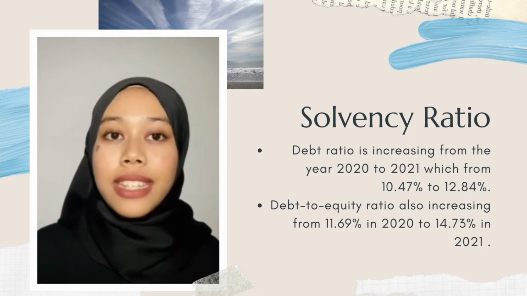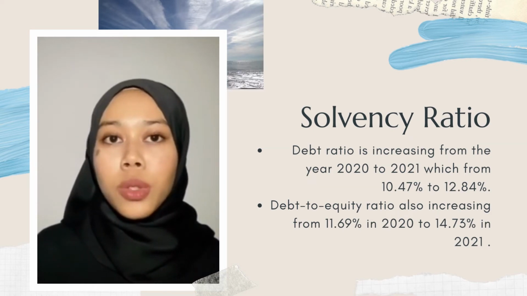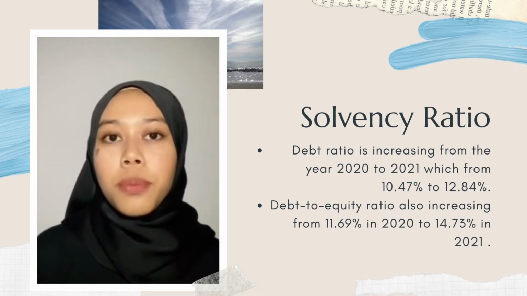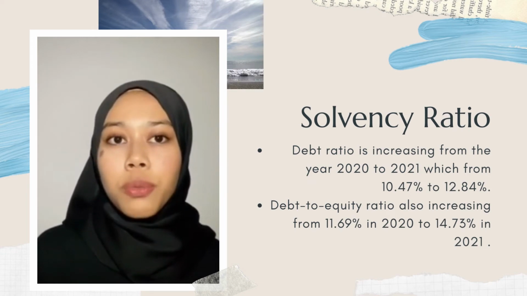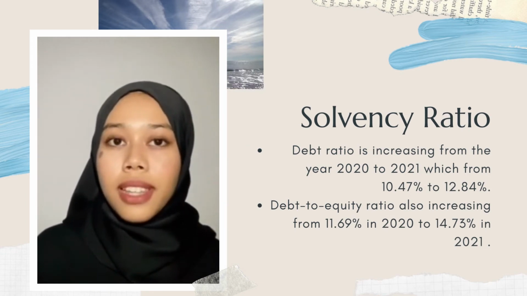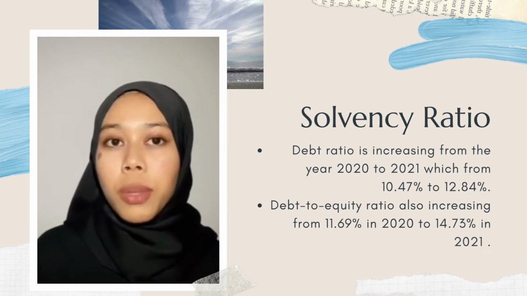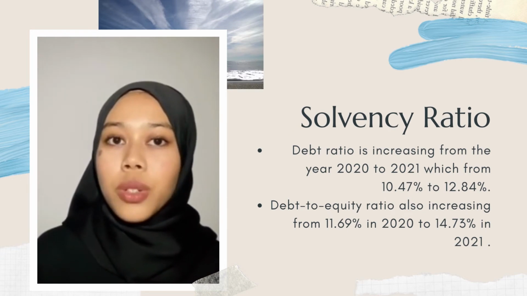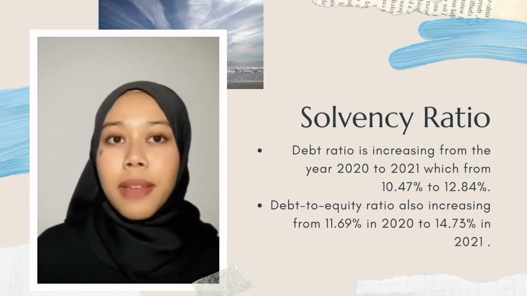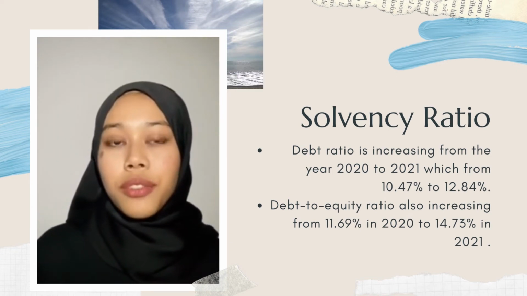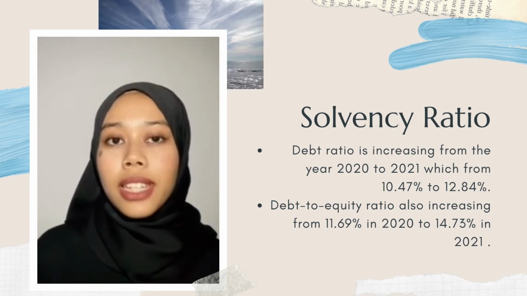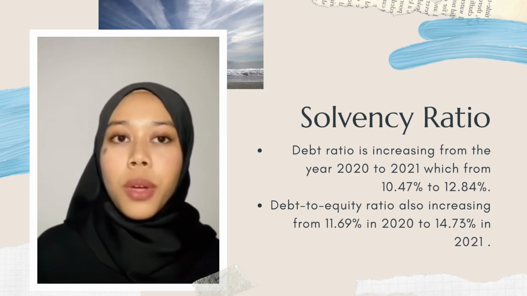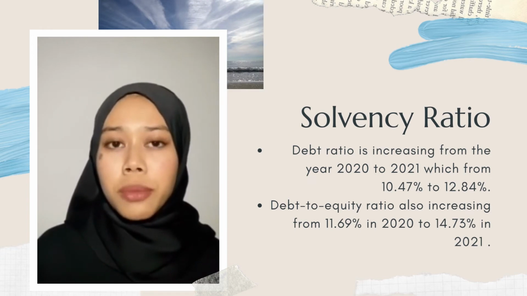The debt ratio is increasing from the year 2020 to 2021, from 10.47% to 12.84%. The ideal percentage is from 20% to 50%, but this company's debt ratio is still favorable and considered financially healthy. Next, the debt to equity ratio is also increasing from 11.69% in 2020 to 14.73% in 2021. This ratio is favorable because it is less than 100%.